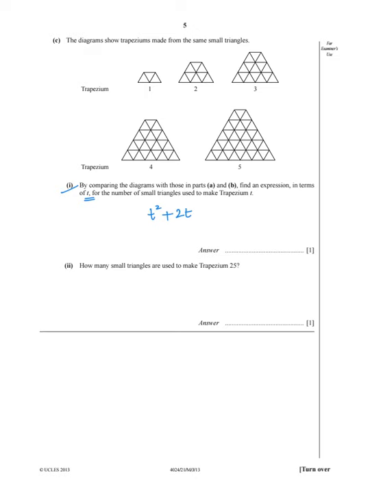After that, how many small triangles are used to make trapezium 25? So the value of t you have is 25. The tth term is t squared plus 2t. I will place a value of t here, and the value given is 25. All right. So 25 squared is 625 plus 25 twos are 50. 625 plus 50 leads to 675, and that is your answer.